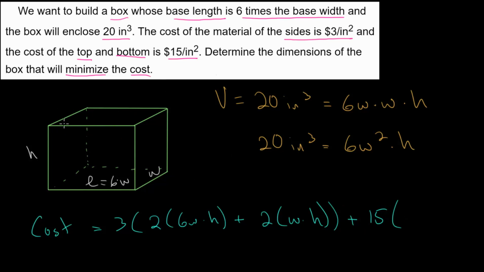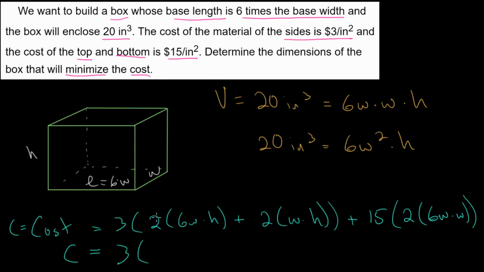And for the top, it would be 6W times W, but it would be the same for the bottom, so we have twice that, twice 6W times W. And at this point, we can simplify everything here so that we have the cost of this box here. We can just call that C, C for cost.